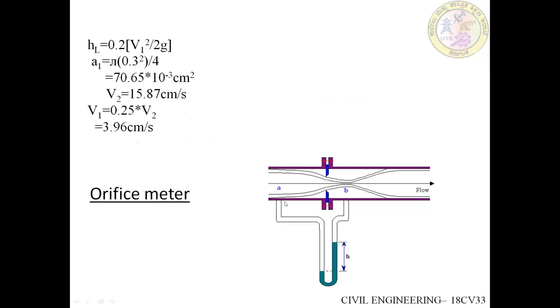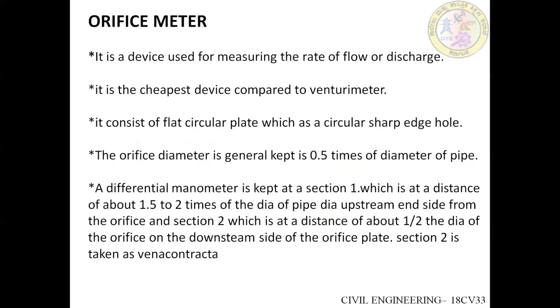They have considered two sections, section 1 and section 2. Section 1 is before the orifice meter and section 2 is after the orifice meter at the vena contracta. This vena contracta lies just next to the orifice, and here you can see the flow is laminar. There is no disturbed flow. It is a device used for measuring the rate of flow, and it is the cheapest device compared to the venturimeter, and the orifice diameter is kept 0.5 times the diameter of the pipe.